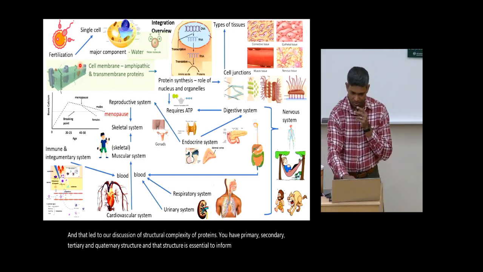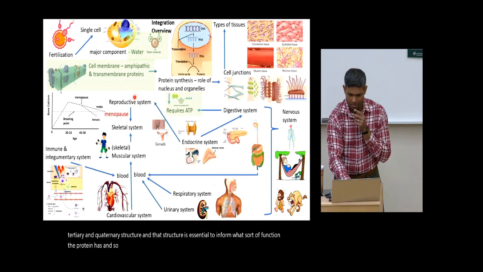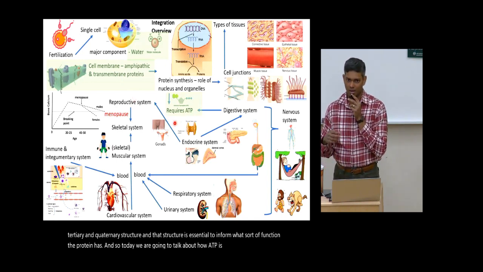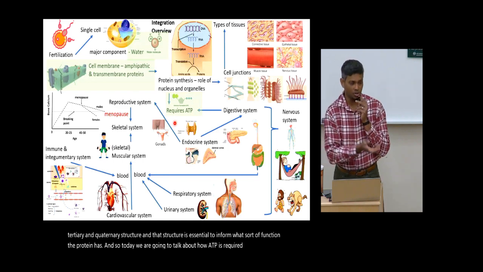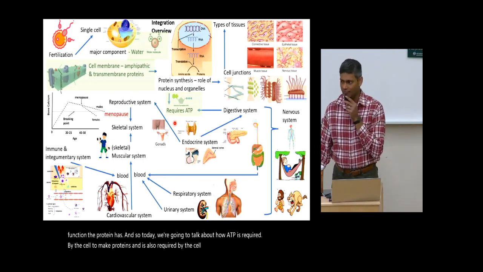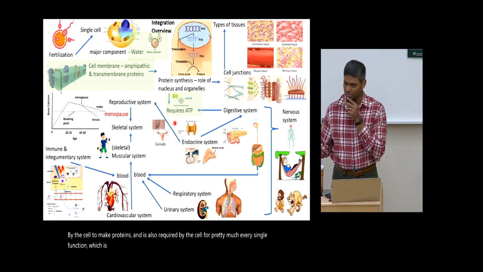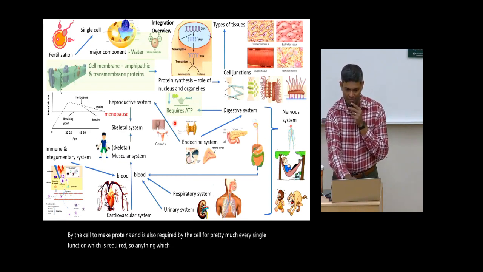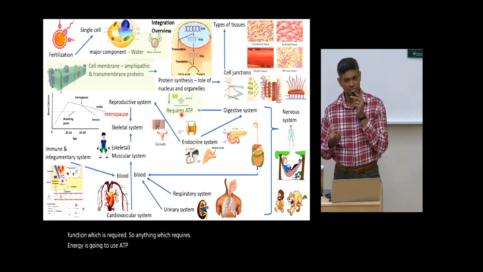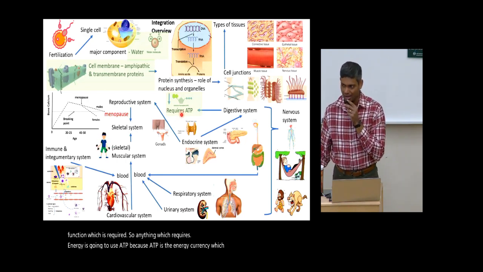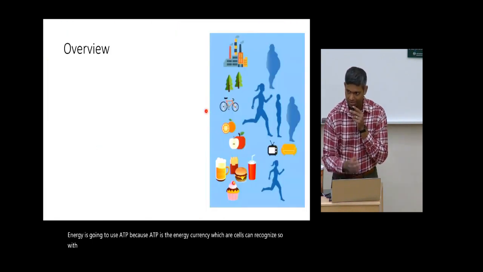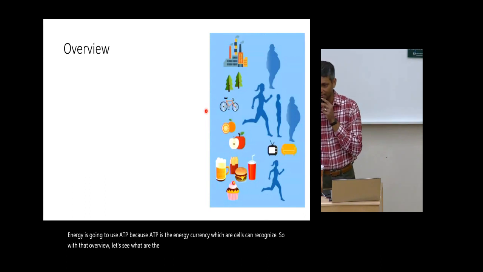When you consider the cell membrane, it's made up of phospholipids, which are amphipathic structures, and the cell membrane also has a lot of proteins embedded in it, and that led to our discussion of the structural complexity of proteins. You have primary, secondary, tertiary and quaternary structure, and that structure informs what function the protein has. And so today we're going to talk about how ATP is required by the cell to make proteins, and is also required for pretty much every single function. Anything which requires energy is going to use ATP, because ATP is the energy currency which our cells can recognize.